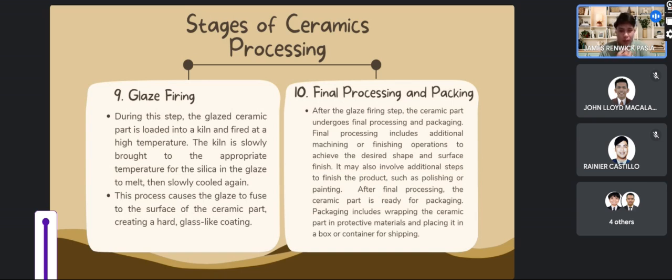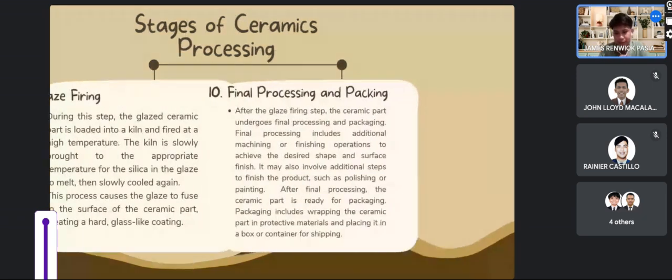After final processing, the ceramic part is ready for packaging. Packaging includes wrapping the ceramic part in protective materials and placing it in a box or container ready for shipping. Next.